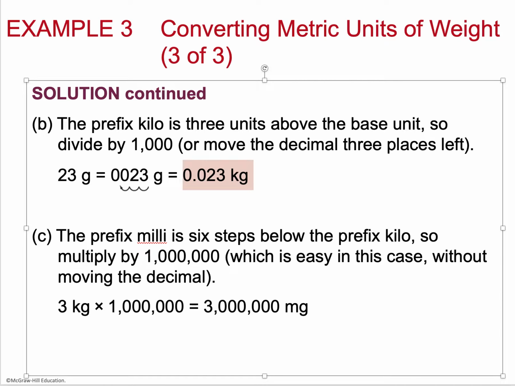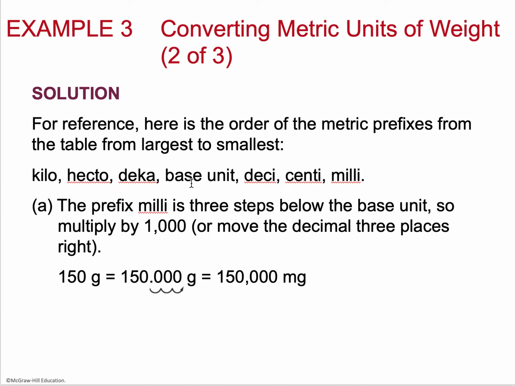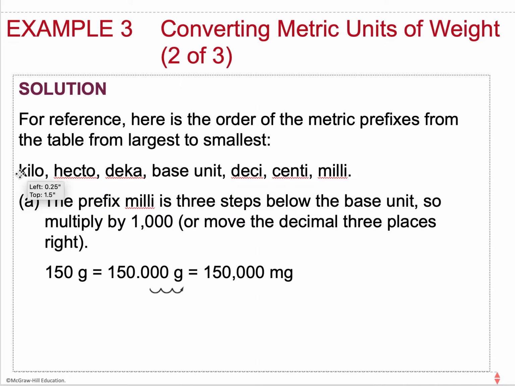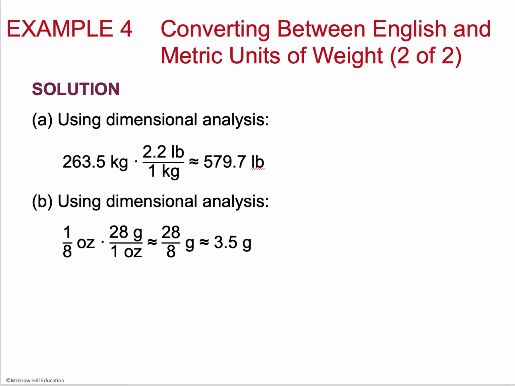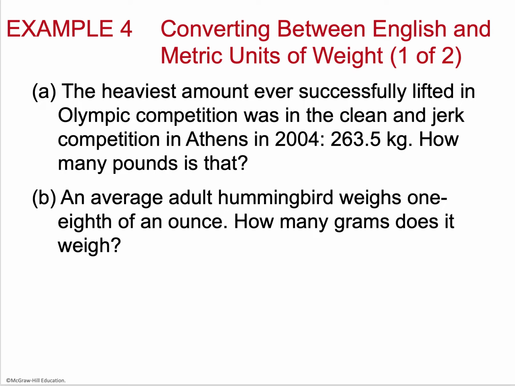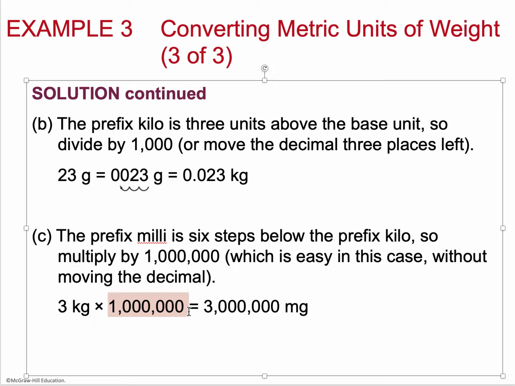So what's interesting here is I can go from a kilogram into a milligram. I'm here at kilo. I have 1, 2, 3, 4, 5, and 6. So that is 6 steps away. So instead of going from kilo to gram and then gram to milligrams, I can actually complete the calculation right here by multiplying by 1 million. So it has 6 zeros because of the 6 steps.